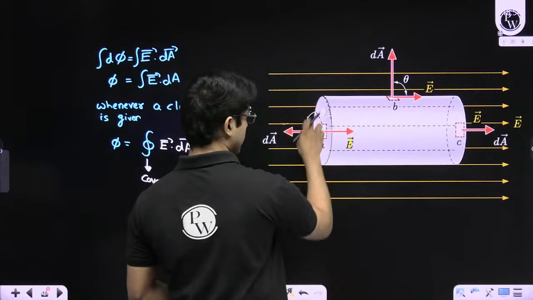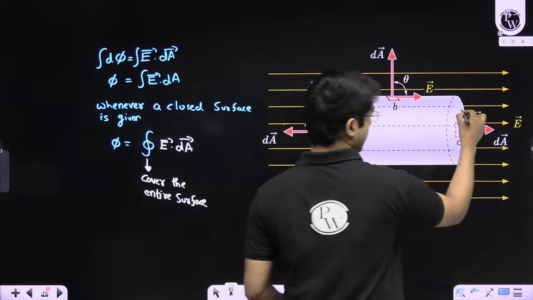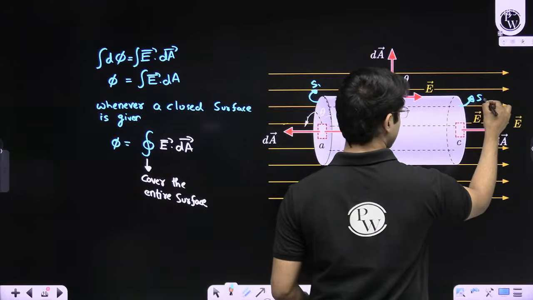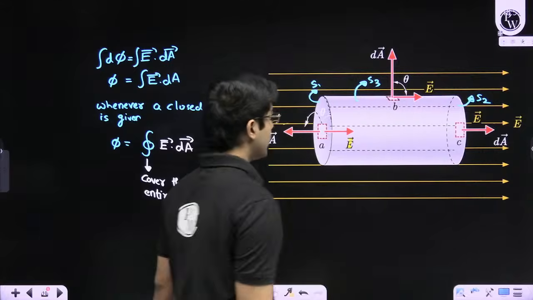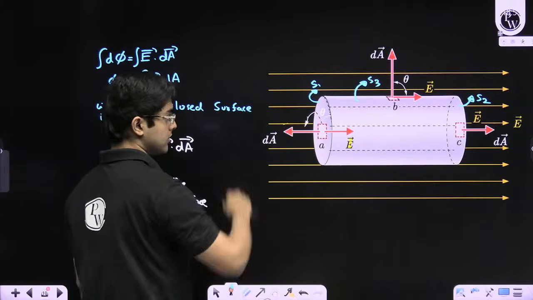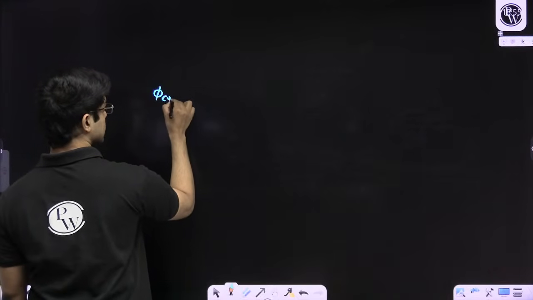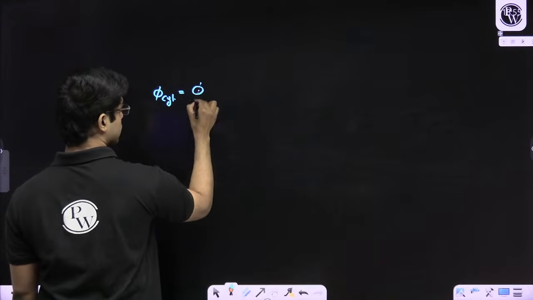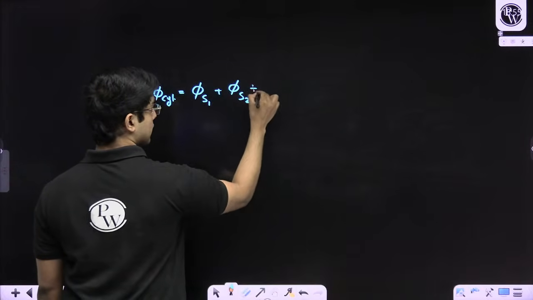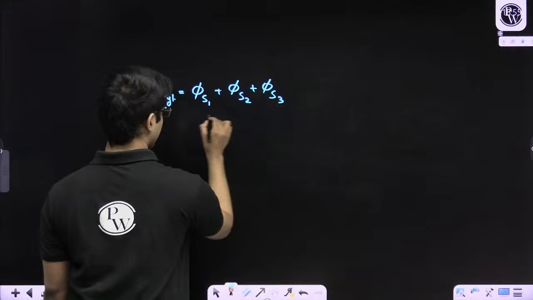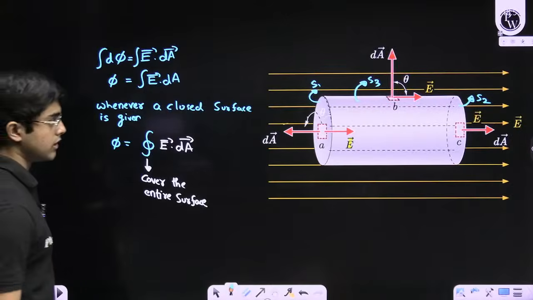So let's do it. If I call this circular surface S1, this other circle S2, and the curved surface of the cylinder S3, we will find the flux through S1, S2 and S3. So the flux through the cylinder would be the flux through surface S1 plus the flux through surface S2 plus the flux through surface S3. This is how we calculate the flux when we have a closed surface like a cylinder.